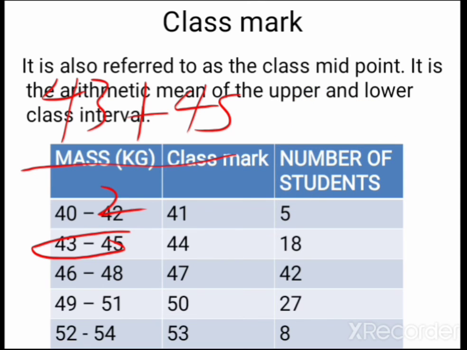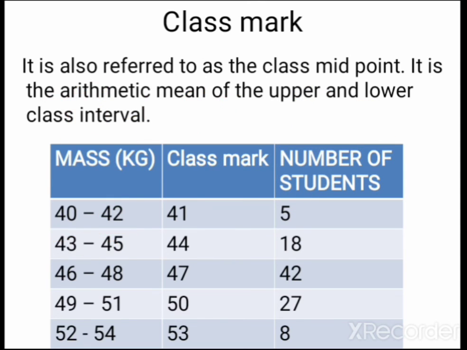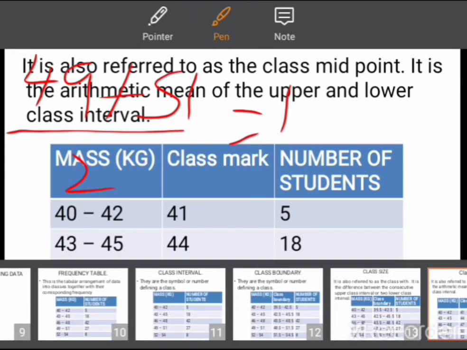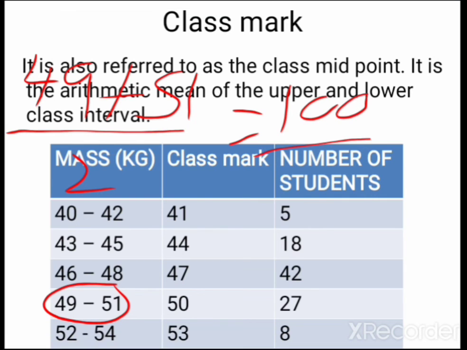Let's do the first class there. What is the class size or the class interval? This is the class interval, 49 to 51. So let's look for the class mark of that class. 49 plus 51 divided by 2 is equals to 100 divided by 2, which is equal to 50. So that class mark is 50. So that's the class mark of each of the classes.